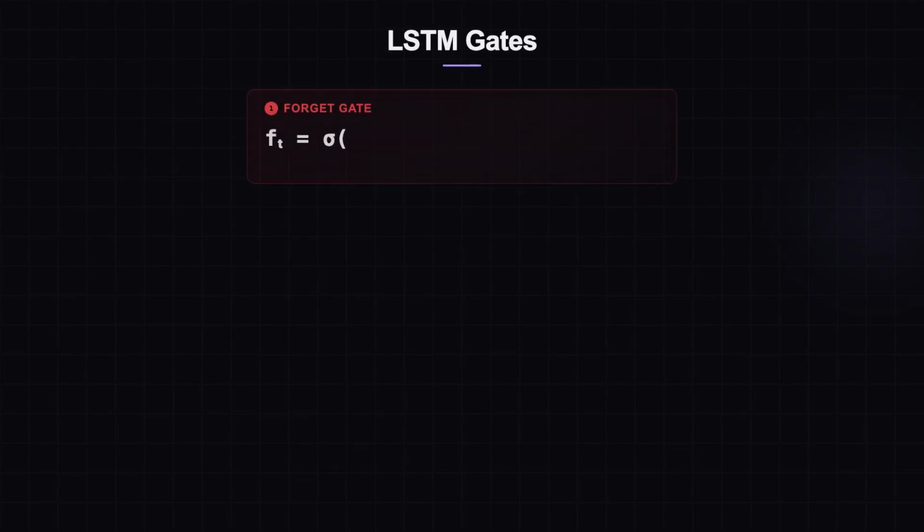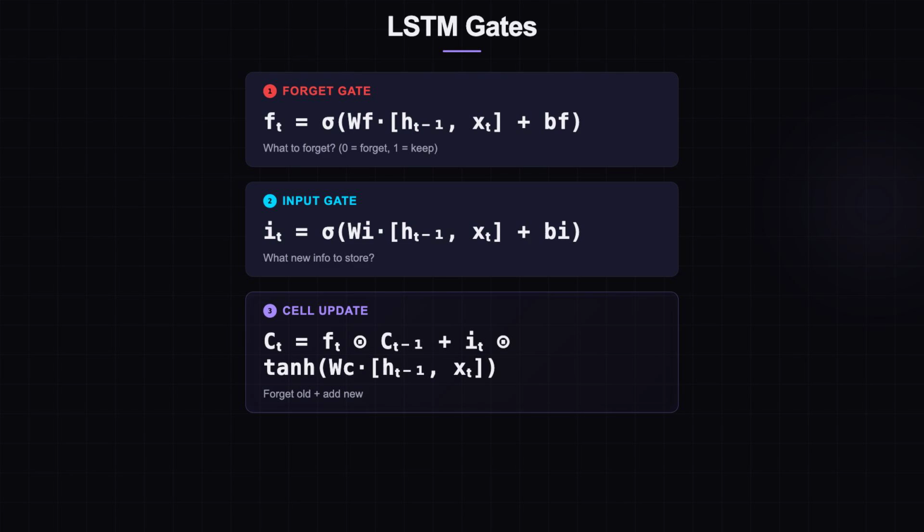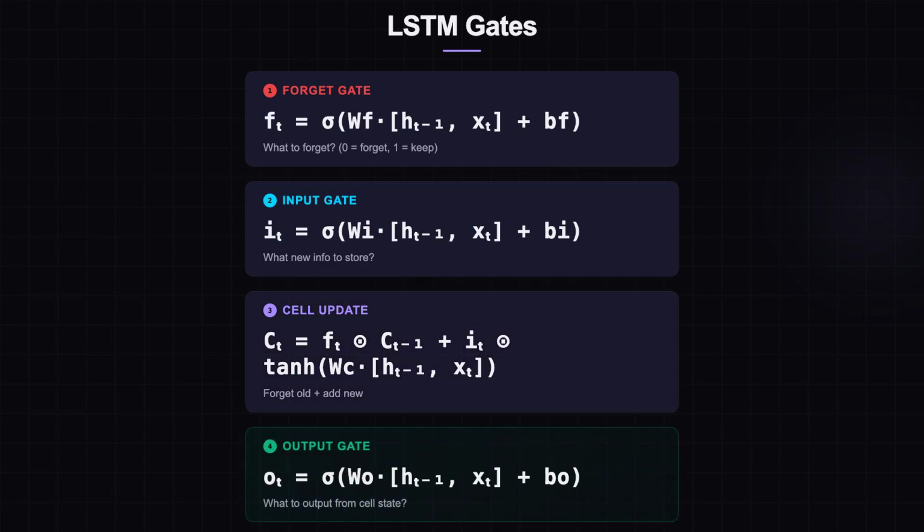The LSTM equations. The forget gate uses a sigmoid to decide what fraction of old memory to keep. 0 means forget, 1 means keep. The input gate decides what new information to add to the cell state. The cell state updates by forgetting the old and adding the new. And the output gate filters the cell state to produce the hidden state output.